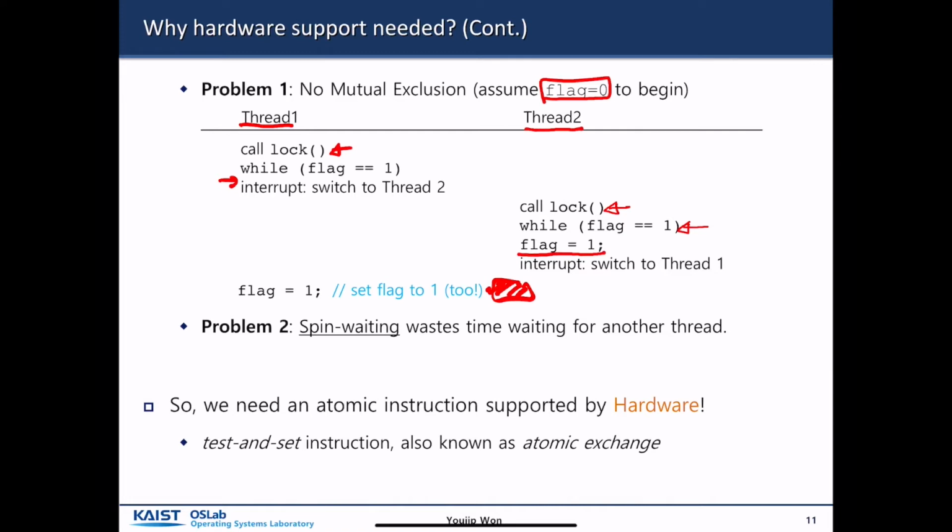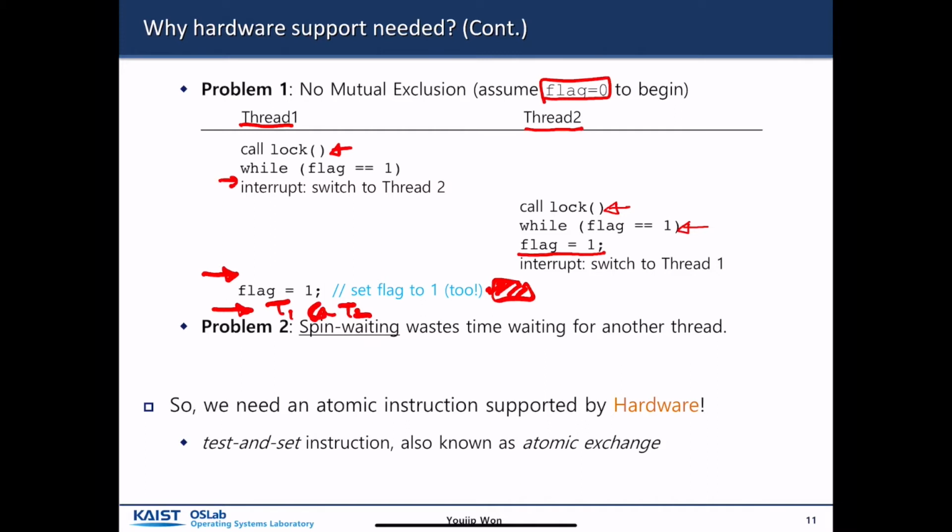And then right here, since thread 1 has found that the flag value is 0, it also sets the flag value to 1 and enters the critical section. So at this point, thread 1 and thread 2 are both in the critical section. This is a violation.